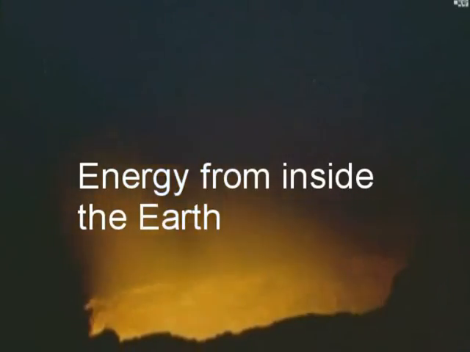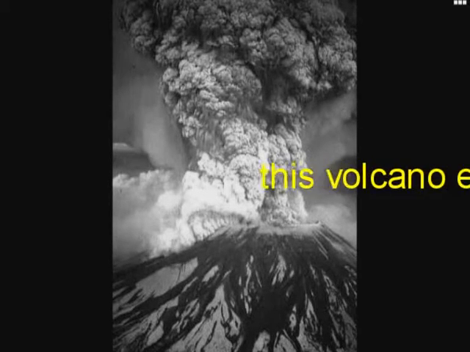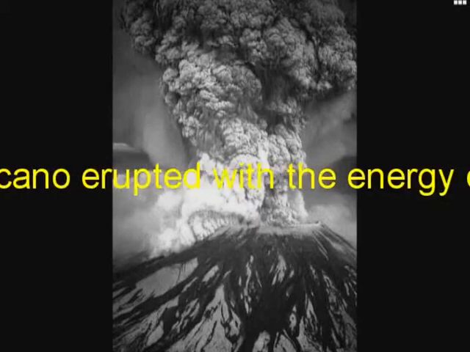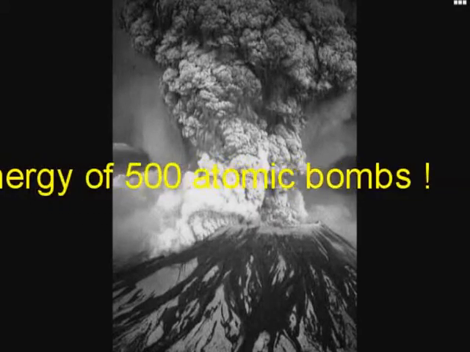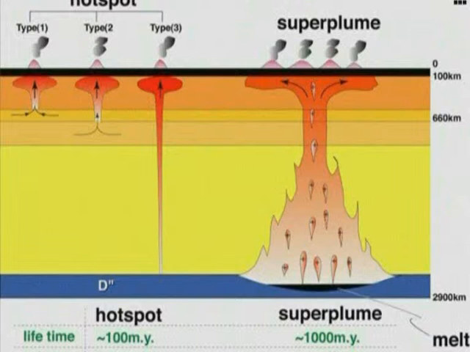The Earth's core that produces a magnetic field that protects us from solar flares also provides energy from the inside of the Earth. Sometimes this energy explodes out in the form of volcanoes. When Mount St. Helens in the United States erupted in 1980, it exploded with the energy of 500 atomic bombs. In ancient history, there has also been evidence of superplumes, giant volcanoes perhaps 8,000 times as big as Mount St. Helens. If one of these blew in modern times, it would be very bad news for all of us.